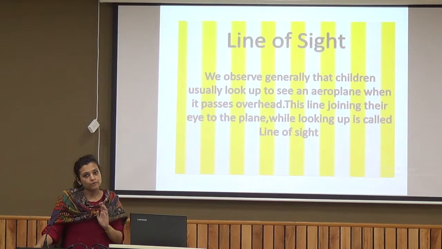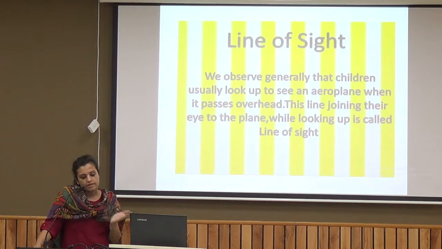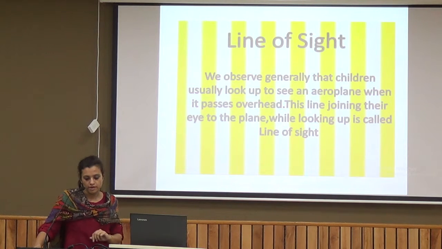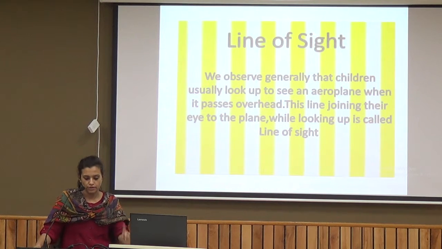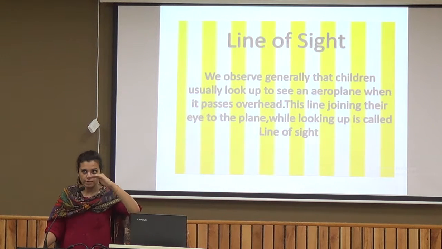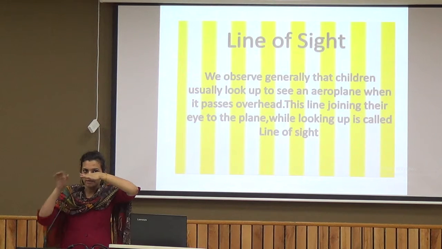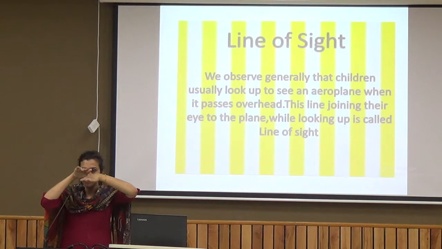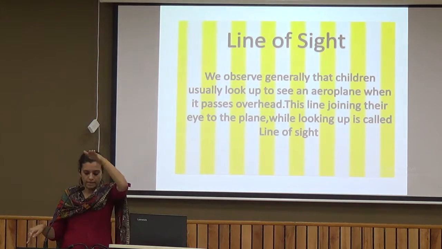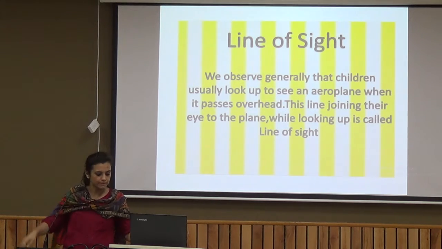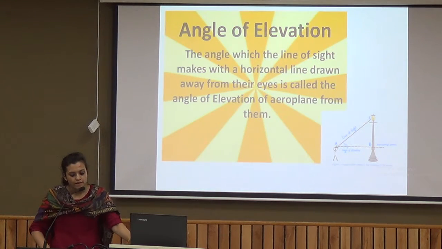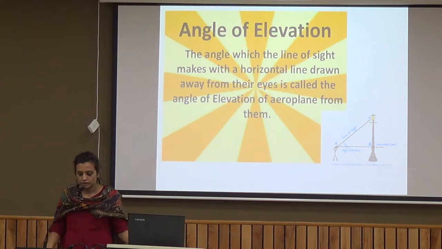Right? Now, after understanding this, let's see how we use this line of sight. We observe generally that children usually look up. Let's try and understand that again. I have my line of sight, my eyes here, and there's an aeroplane, so this child will look up towards the aeroplane which is passing overhead. The line joining the eye to the plane while looking up is called the line of sight. Angle of elevation.